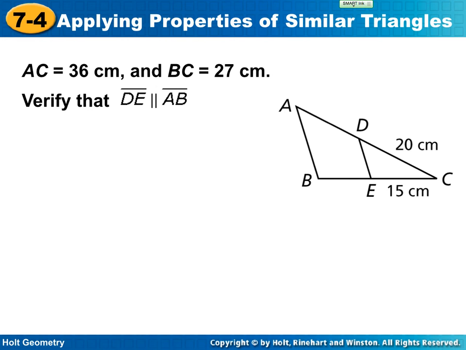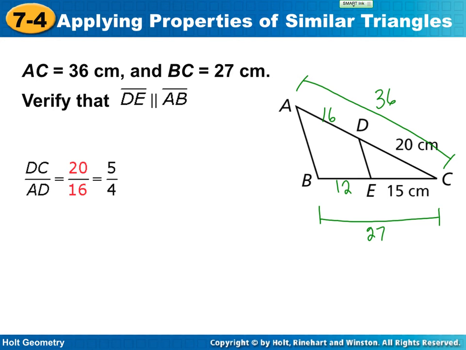Well, what segments are you comparing? Okay, AC was a total of 36. That's the whole thing. That's 36. And this whole thing is 27. So what did the theorem say to compare? Should you put 20 over 36? No, you should put 20 over 16 that you got by subtracting, and 15 over 12, or else reversed.